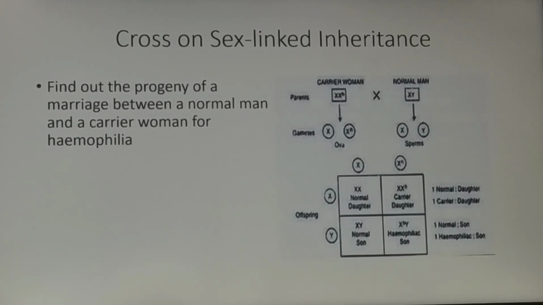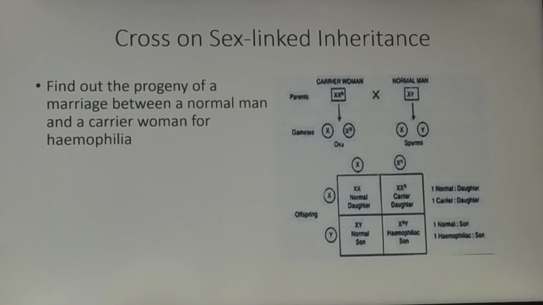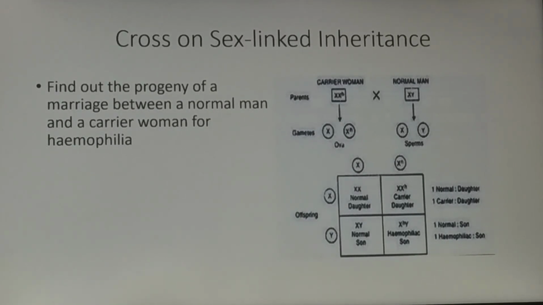Then the third line, you write the gametes. So what are the gametes produced by the carrier woman, the mother? Half of the eggs produced will have the X chromosome and the other half will have the XH chromosome. So two types of eggs will be produced. Whereas for the father, again two types of sperms will be produced, half containing X and the other half containing Y.